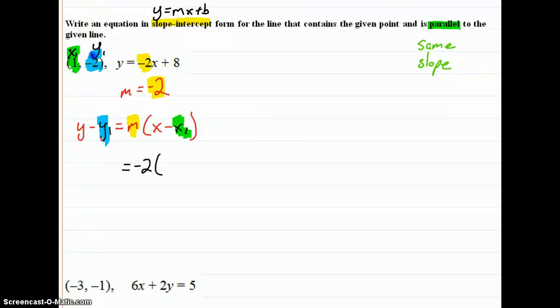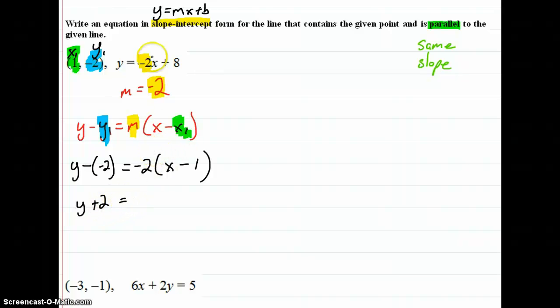Okay, so let's plug in what we know. So it's going to be y minus, now this y1 is negative 2, and so I'm going to put this in parentheses, because I'm going to minus a negative 2. The x doesn't change, minus, and the x1 value is 1. On the left-hand side, we're going to clean this up. A minus a negative 2 gives us y plus 2.